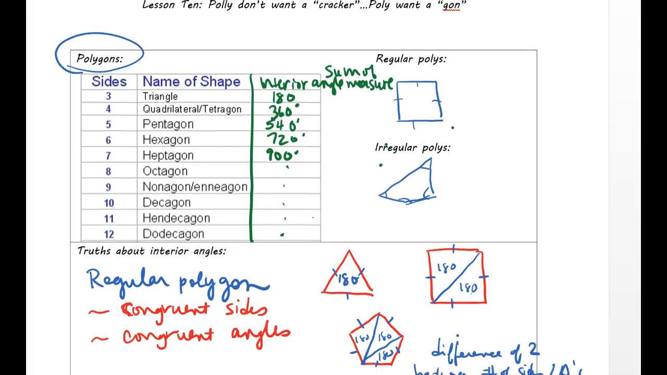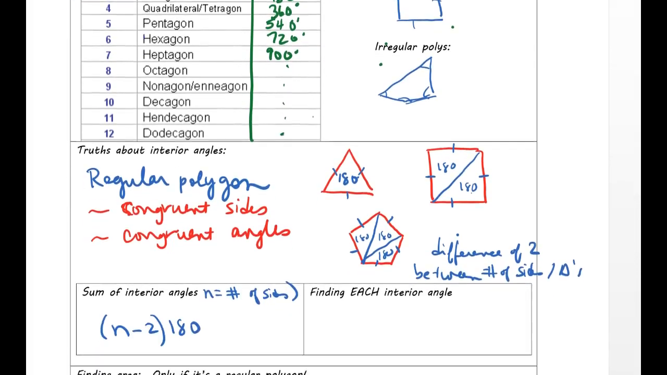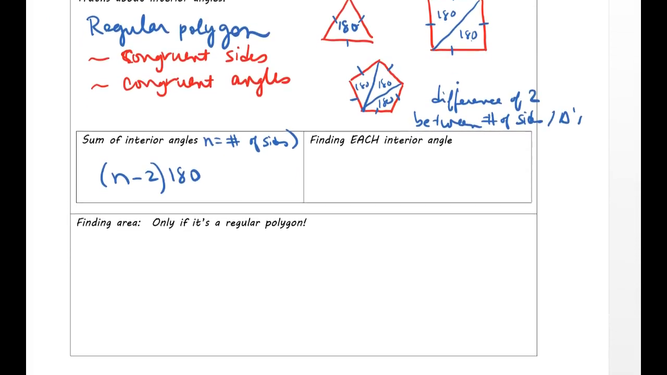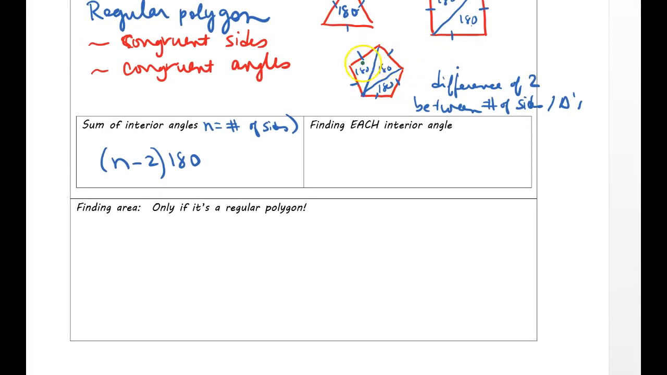Now, what if you don't want to know the sum of the shape? What if you don't want to know, okay, well, all these angles add up to 180. What if you just want to know about one of them? Like, for instance, let's say you have that pentagon again, and you know it's a regular pentagon, and somebody says, hey, what's this angle right here?